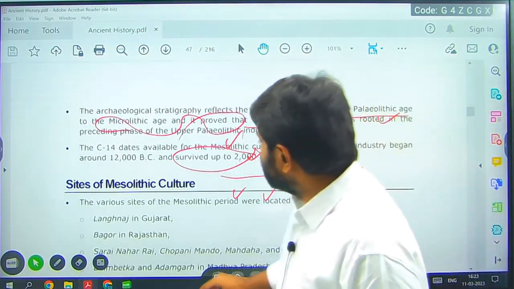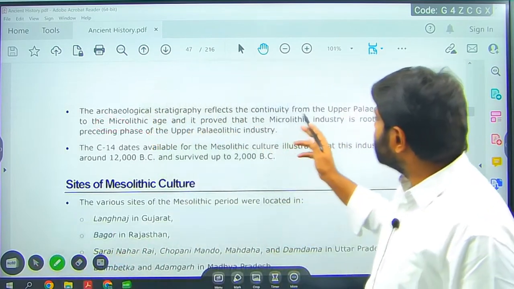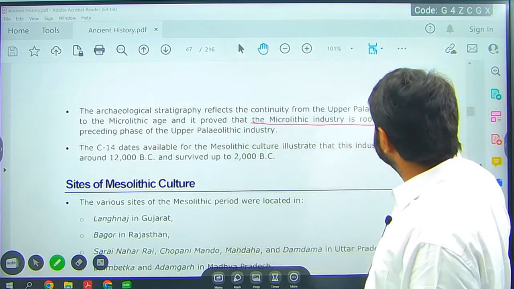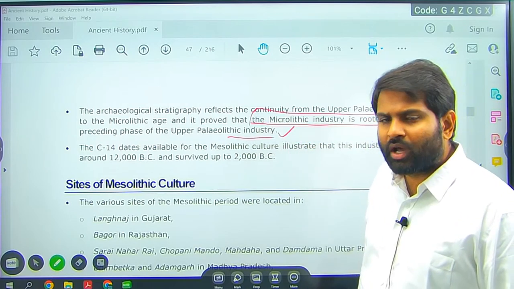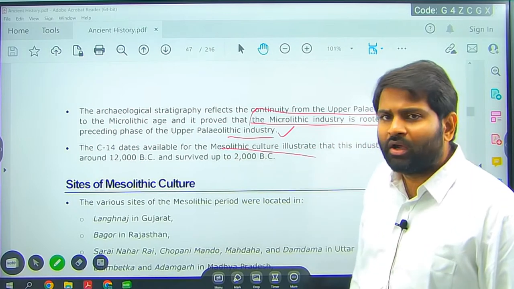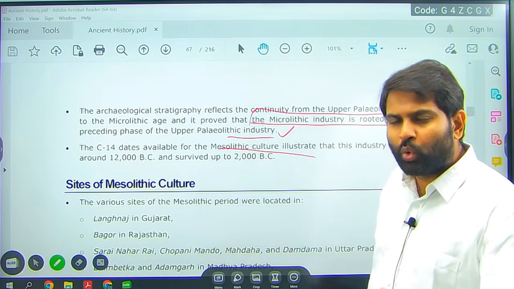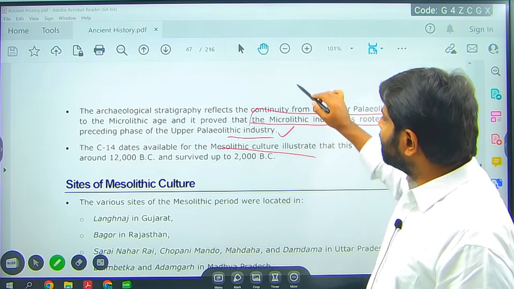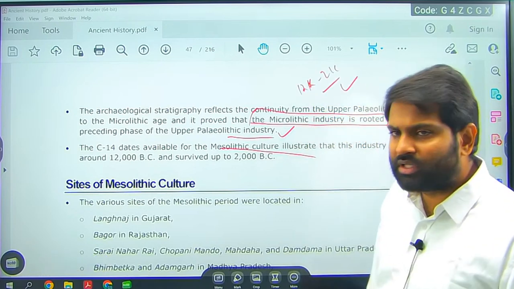Archaeological stratigraphy reflects the continuity from Upper Paleolithic Age to Microlithic Age, and it proved that Microlithic industry rooted in the preceding phase of Upper Paleolithic industry. So carbon 14 dating available of Mesolithic culture illustrated that the industry began in 12000 BC and survived up to 2000. So what we use, stone tool technology. Then in Indus Valley, bronze comes, then comes iron, right? 12k to 2k is the timeline which we are talking about.